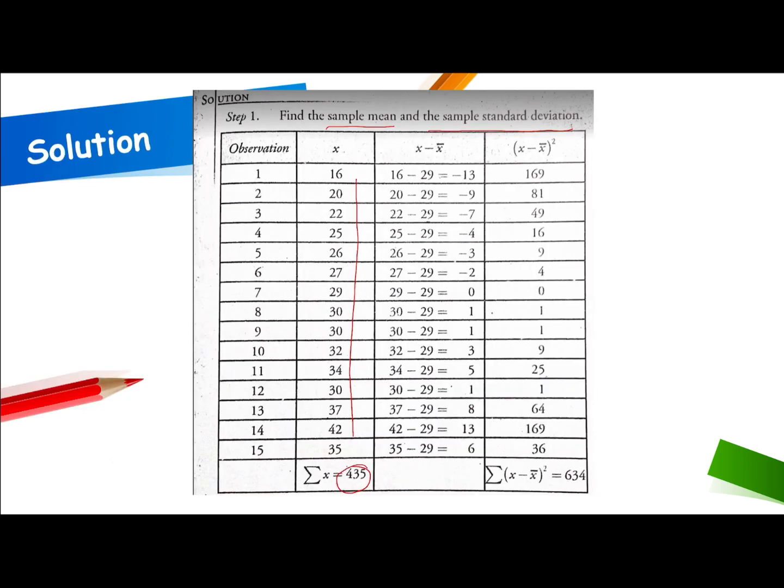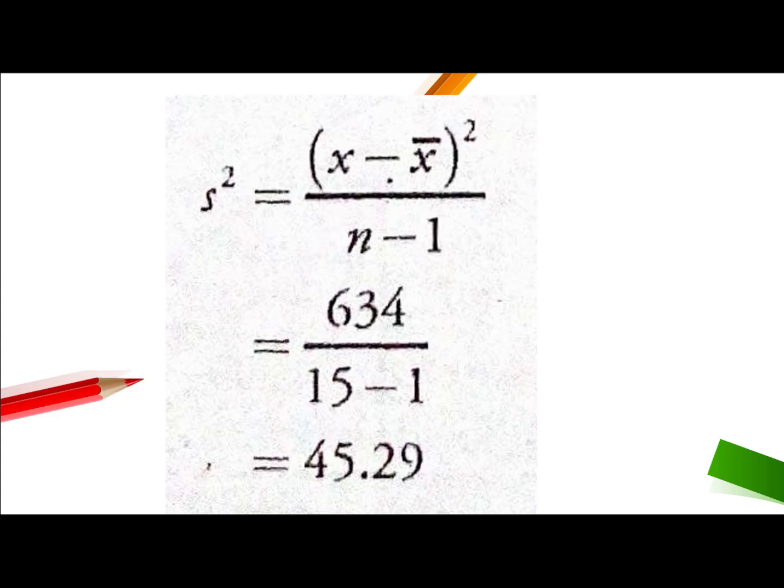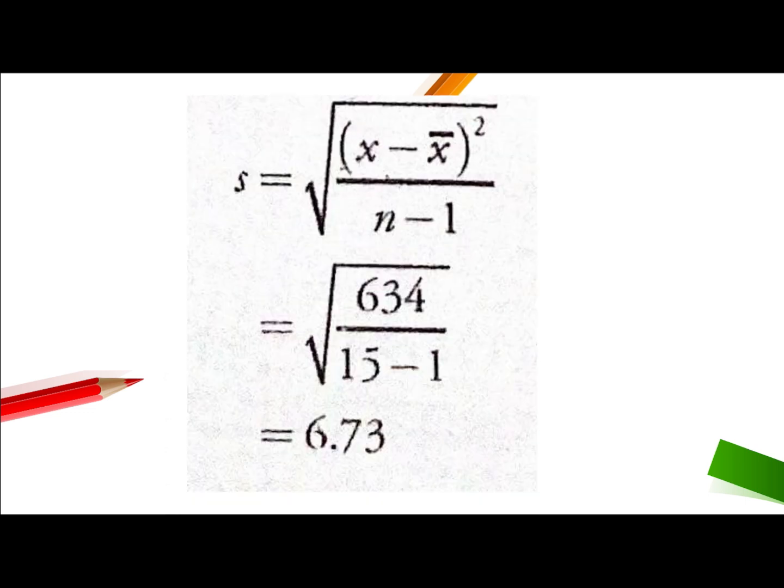To continue on our table, in order to determine the variance and the standard deviation, we subtract the data from our mean, that is 16 minus 29, equal to negative 13, and then squared, that is 169. Continue working until you determine the summation of x minus the mean squared, and that is 634. So the variance is 634 divided by 15 minus 1, which is equal to 45.29. For the standard deviation, just simply extract the square root of the variance, and that is now equal to 6.73.